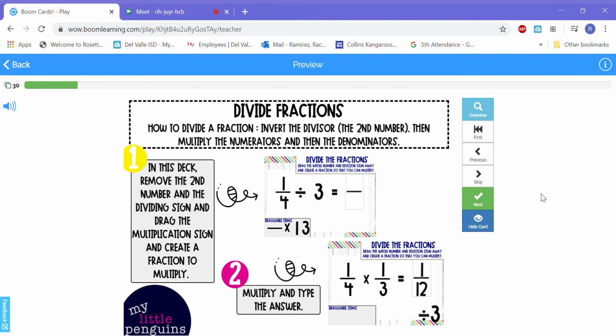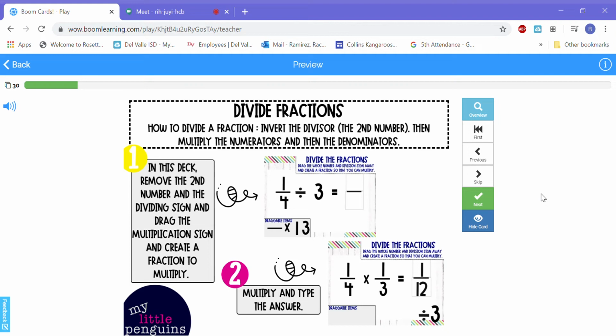At the end of the Nearpod, you will be redirected to the Boom Card website. You will log in with your DVISD Google account and make sure that you click all that you need to click on in order to log in. After you've logged in, you will eventually get to this Boom Card page. This basically just gives you the directions for the Boom Cards. It's a little different than what I would have explained it as, but it still gives you the directions. So let's just go over it real quick.